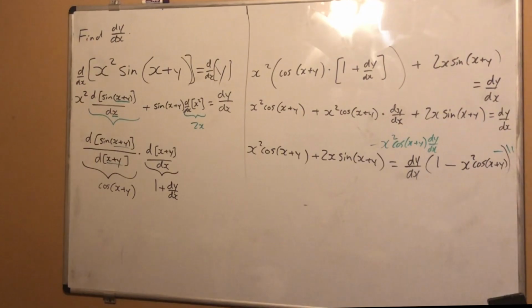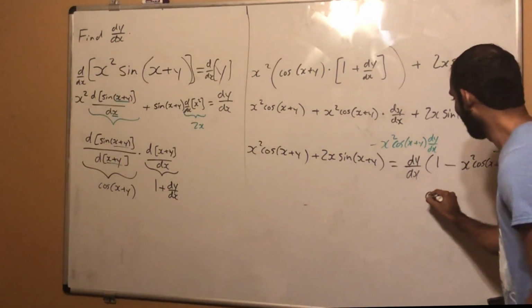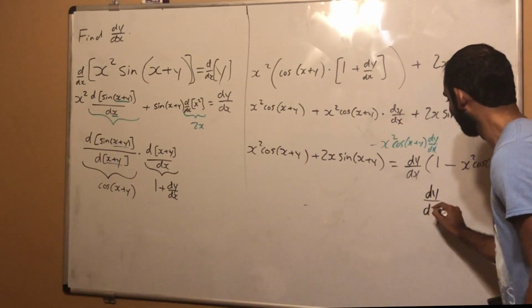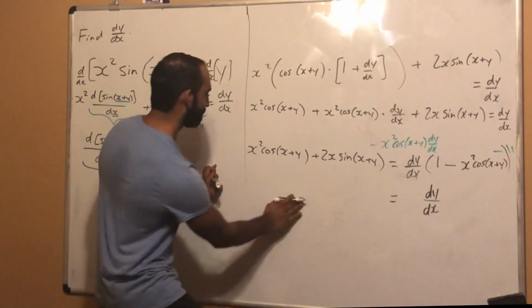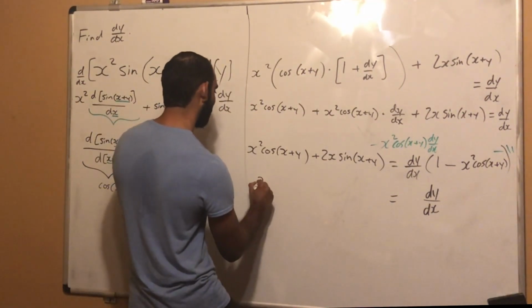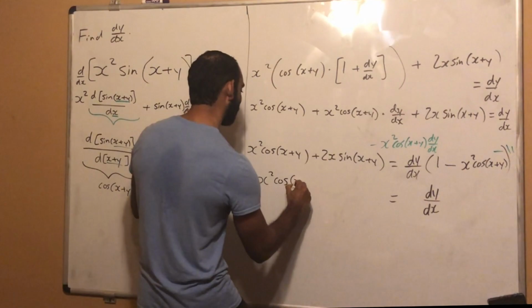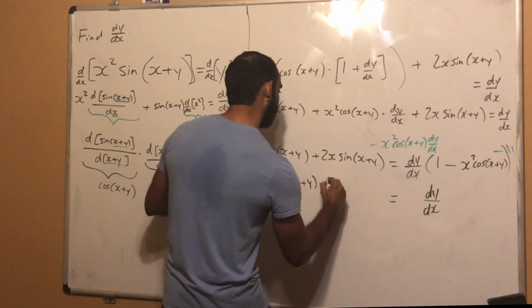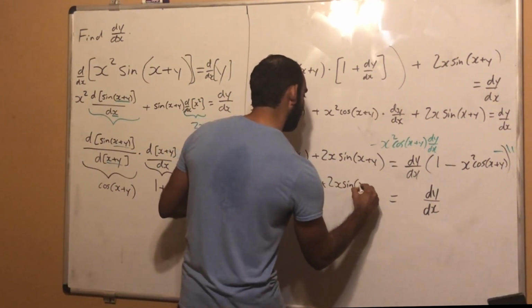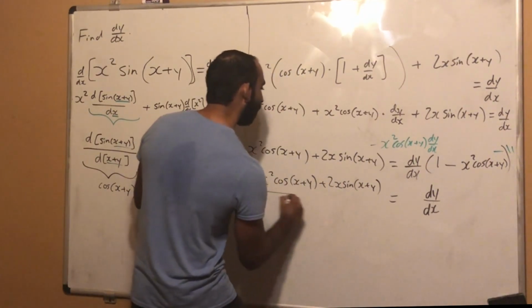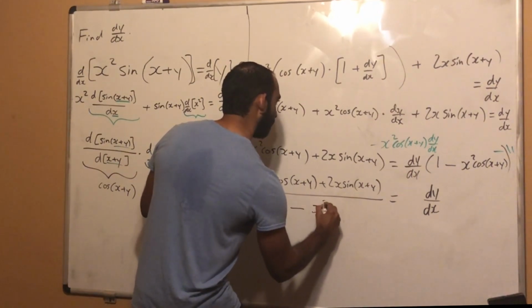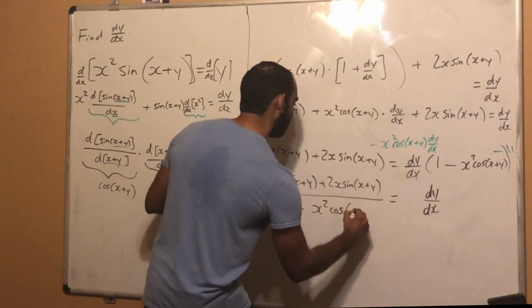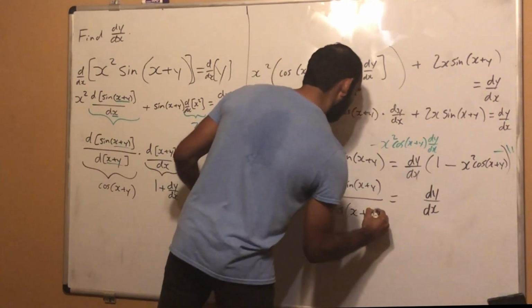And the final step is to do what? Divide both sides by that. Yeah, divide both sides by what's left over after you factor. So dy over dx equals this unholy mess here. It's kind of pretty. X squared cos plus 2x sine, all over 1 minus x squared cosine of x plus y.